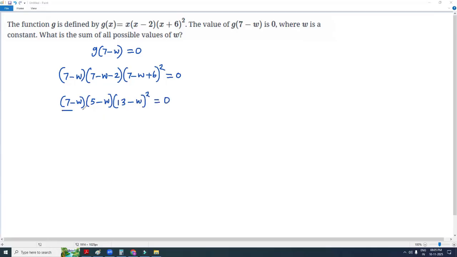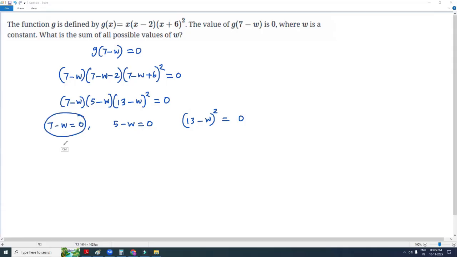Here, the product of these three quantities is equal to 0. Whenever the product of two or more quantities is equal to 0, then one of the quantities has to be 0. So the first one may be 0, or the second one may be 0, or the third one may be 0, so that the product can be equal to 0. If the first one is 0, we get the equation 7 - w = 0. If the second one is 0, we get 5 - w = 0. If the third one is 0, then we get (13 - w)^2 = 0.